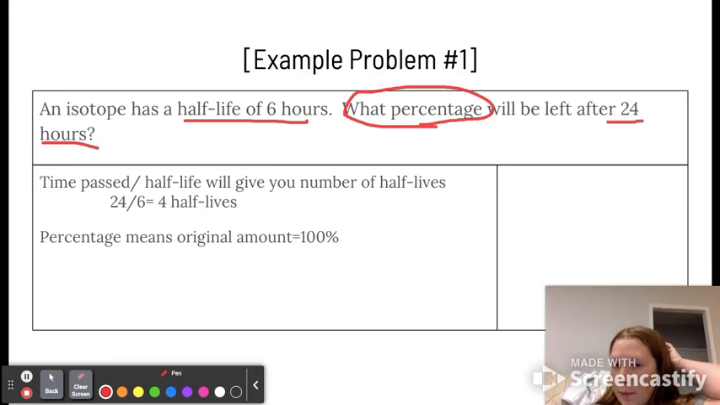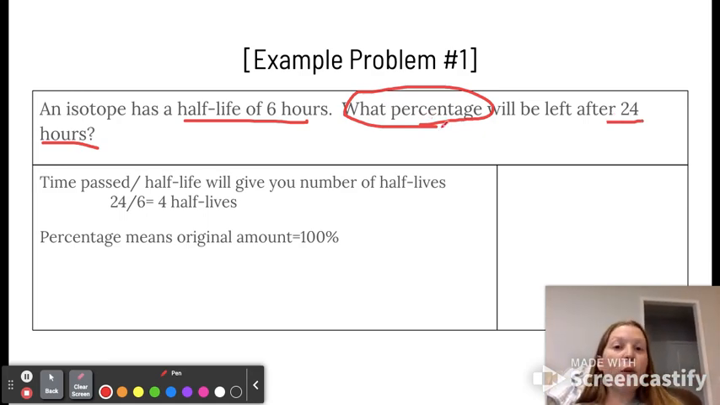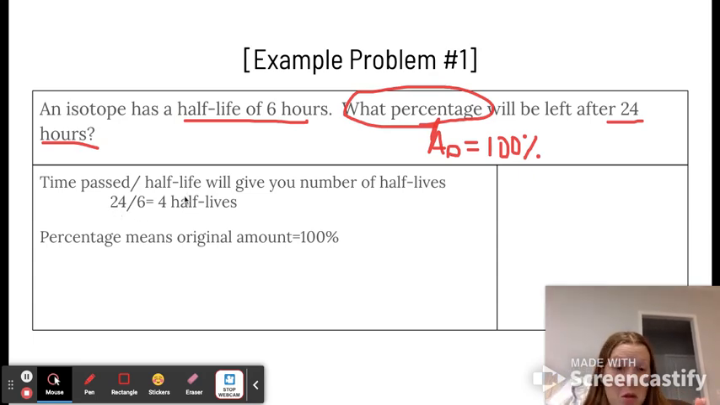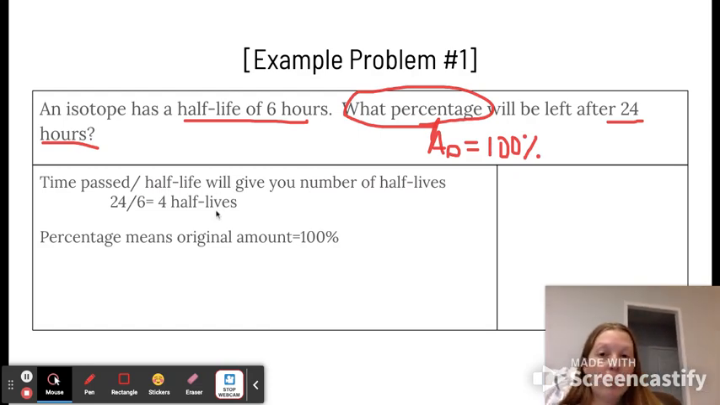So we've got this, and we also know that since it says percentage, that means we're starting out with 100%. So your A naught is going to be 100%. Looking here, time passed, you take that and you divide it by the half-life to give you the number of half-lives you've gone through. So 24 divided by 6 tells me we've gone through 4 half-lives.